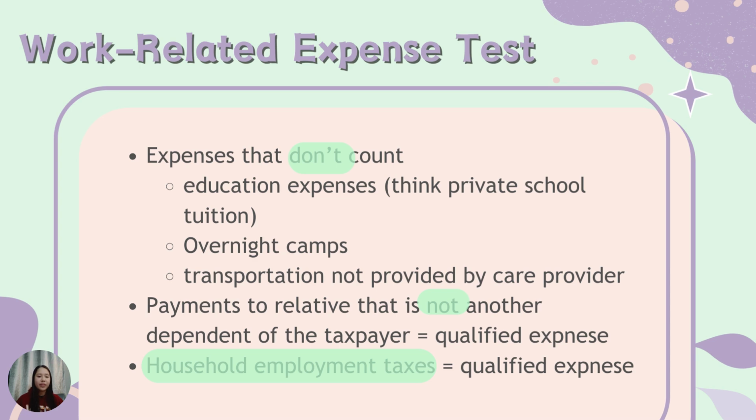Payments to a relative that is not another dependent of the taxpayer are able to be claimed as a qualified expense. So I am 17 years old. Sometimes I babysit my younger siblings. And in this case, my parents would not be able to pay me to babysit them and then claim that payment as a qualified expense, because I already am claimed as a dependent on their tax return.